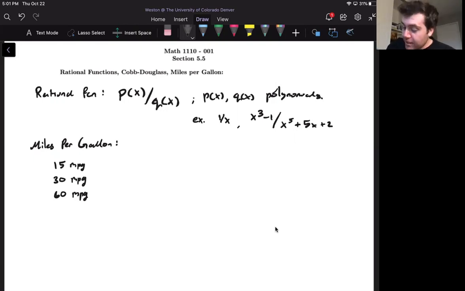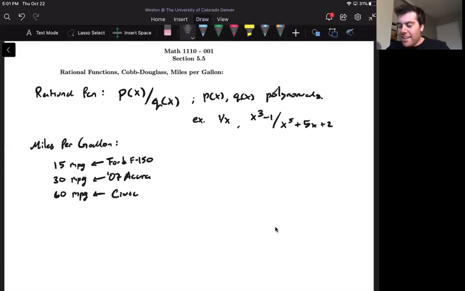You have one that makes 15 miles a gallon. Maybe that's a Ford F-150. I drive an 07 Acura. That gets about 30 miles to the gallon on the highway. And then my mom drives a Honda Civic, and at the speed she's driving, she gets 60 miles to the gallon.